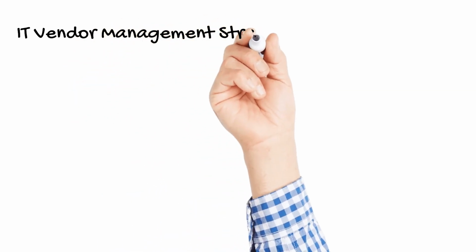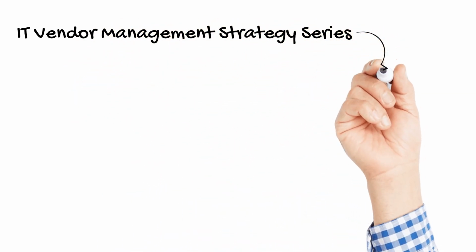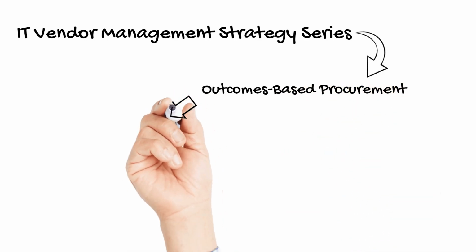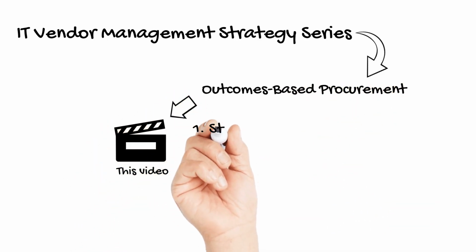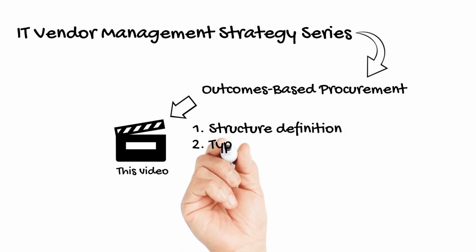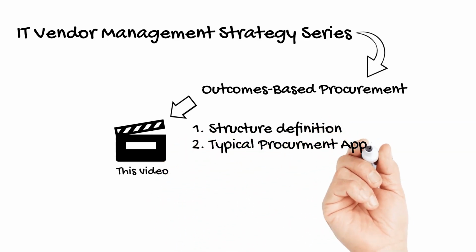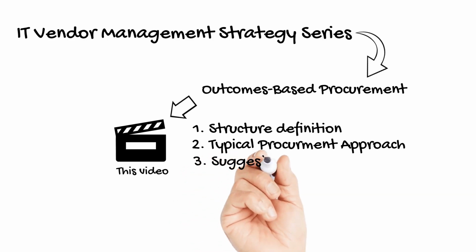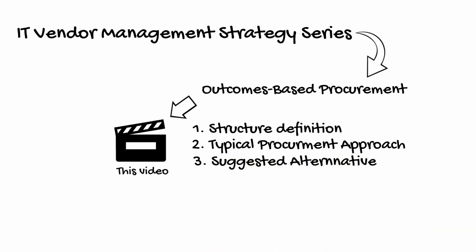This video is the first in this series about IT vendor management strategy, starting with outcomes-based procurement. In this video, we propose a structure we believe to be applicable to most IT procurements, review the typical approach we see employed with most large procurements, and offer a suggestion we believe can greatly improve outcomes achieved.